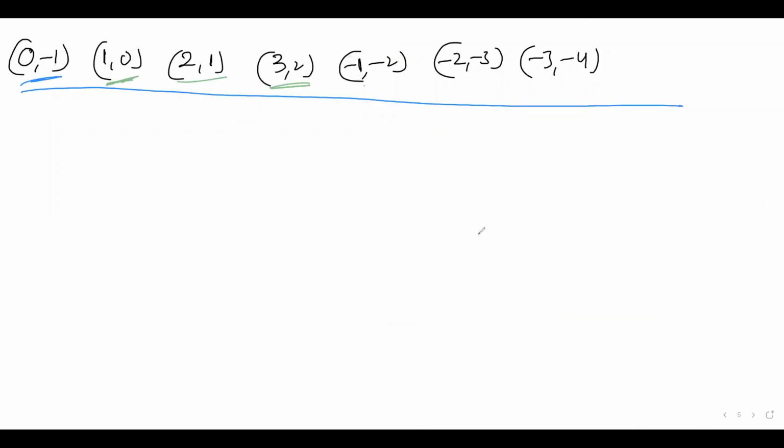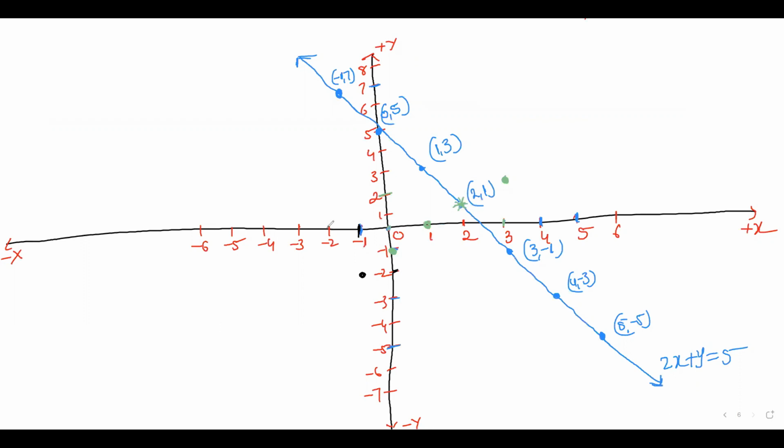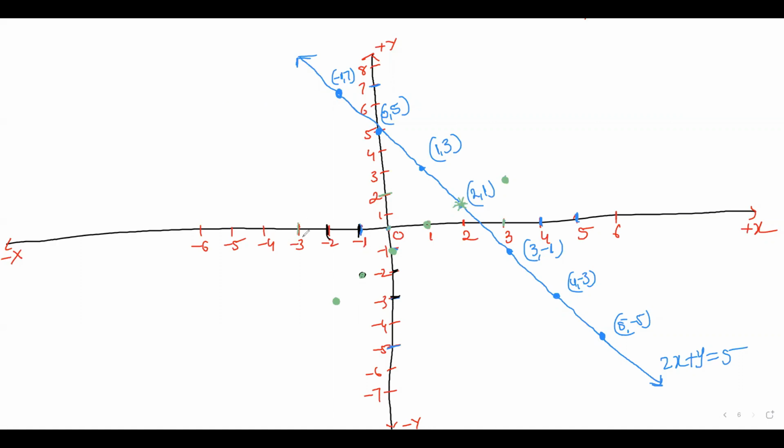The next point is minus 2 comma minus 3. Minus 2 is here, minus 3 is here. Next point is also over here. This is the next point, minus 2 comma minus 3, and then lastly minus 3 comma minus 4. Minus 3 comma minus 4 is over here. So I'm getting the second line. It's a straight line.